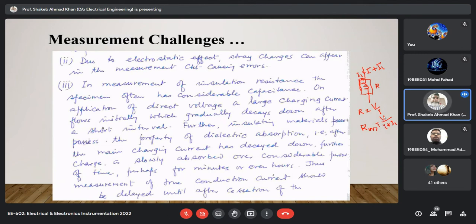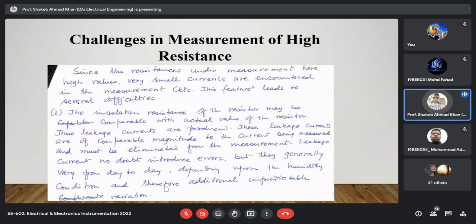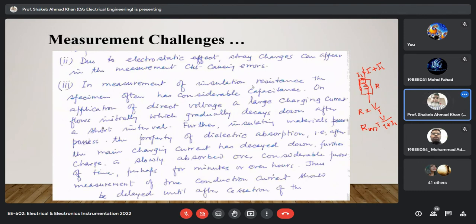So this is the measured value and this is the true value. This is one of the challenges. One potential challenge, you can say, is the leakage current. Leakage current basically introduces huge error in the measurement of high resistance. How do we take care of it? That we'll see. This is the main challenge. There are other challenges also.